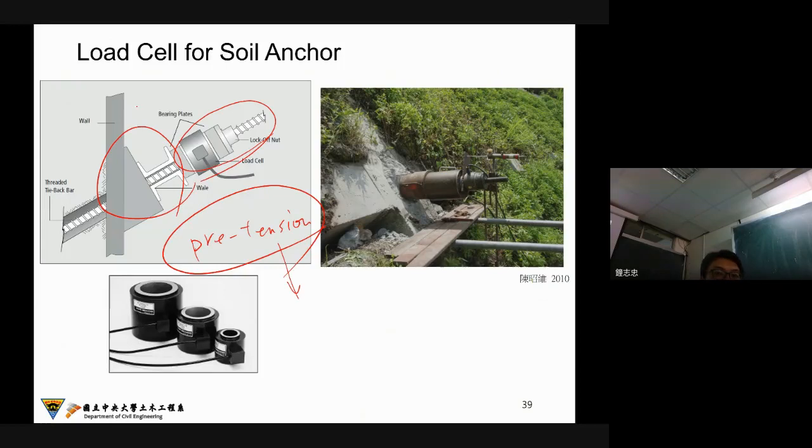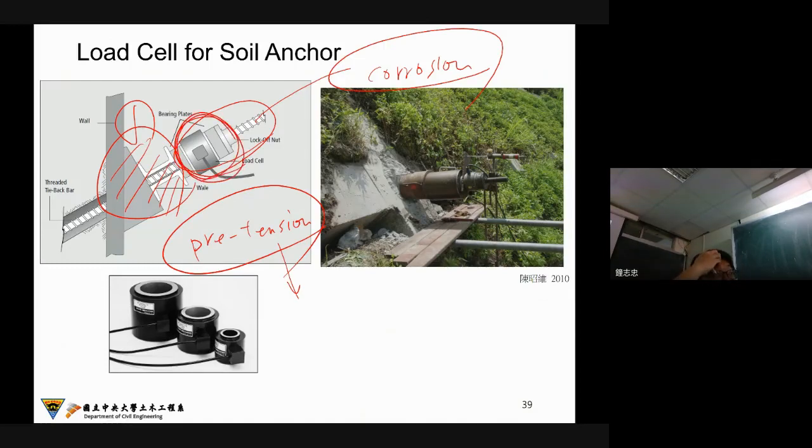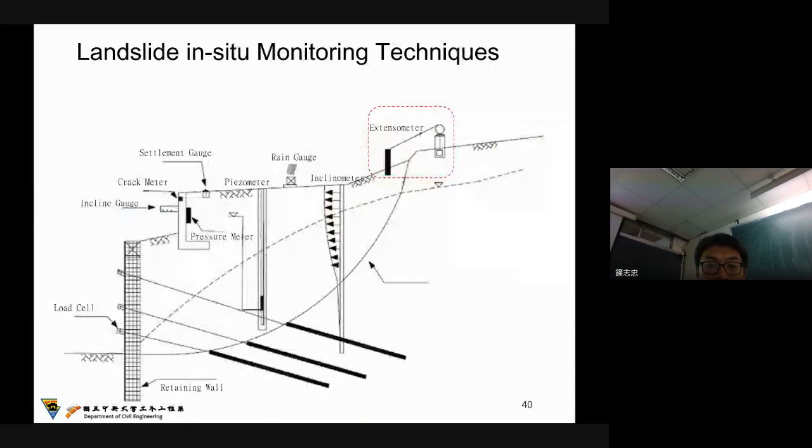If this fixed end fails, or the other case is that this steel bar has corrosion at all, okay, so we sometimes use the load cell, which means that we can check the pretension reading automatically every time. Okay, so this is the load cell I use to check the pretension reading of the steel bar. So we can use this for the measurement of the soil anchor.